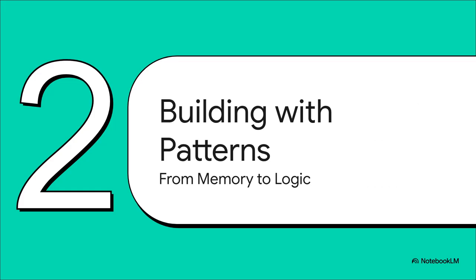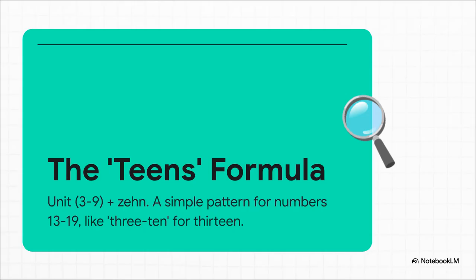All right, with those basics locked in, we can finally shift gears. We're moving away from pure memorization and into understanding the patterns. This is where the German system really starts to reveal its secrets. And the very first pattern is for the teens. The formula is actually beautiful in its simplicity. You just take the unit number, 3 through 9, and tack on the word for 10, which is zehn. So you're literally saying 3-10, 4-10, and so on.